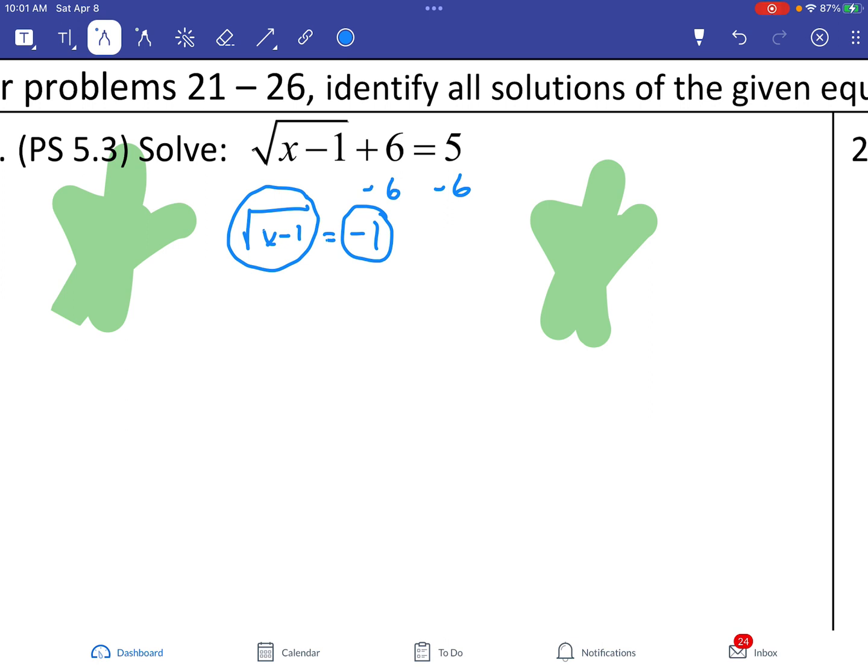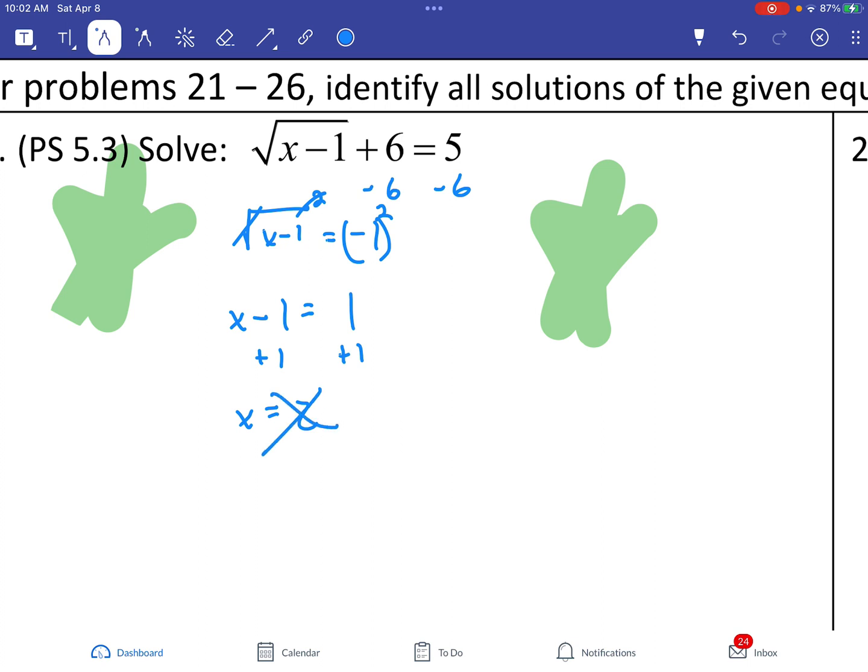So even if we solve this, and I'll continue solving it just to show you, if we squared both sides, the squared and squared would go away. We get x minus 1 equals negative 1 squared would be positive 1. If I added 1 to both sides, I get x equals 2. Now if I put this into the equation, I will never get my answer. 2 minus 1 is 1. The square root of 1 is 1, and 1 plus 6 is not 5, it's 7. So this does not work, okay? This would be a no solution.